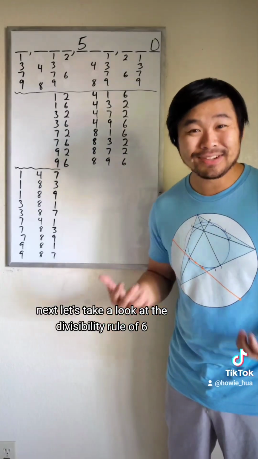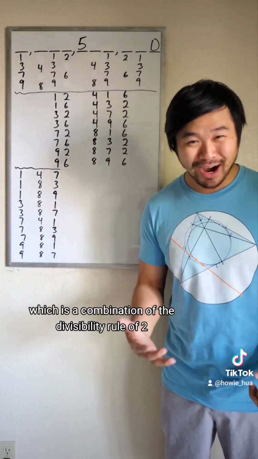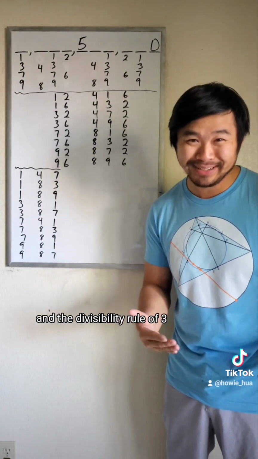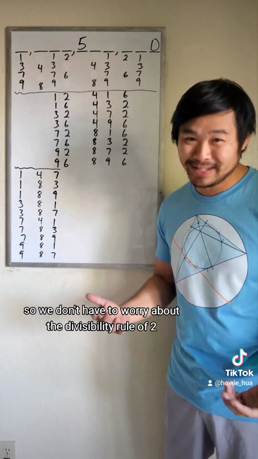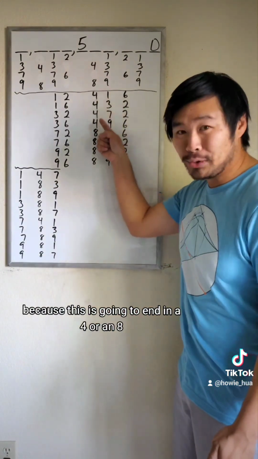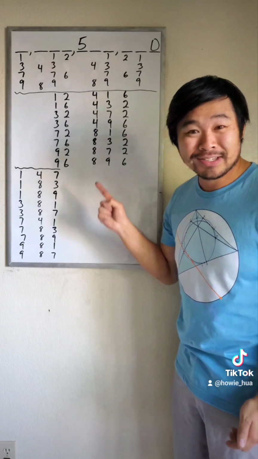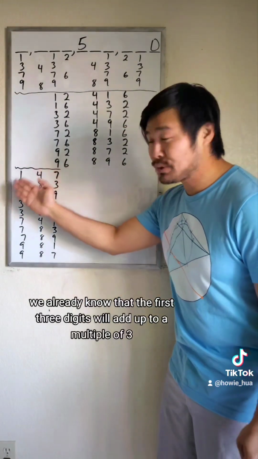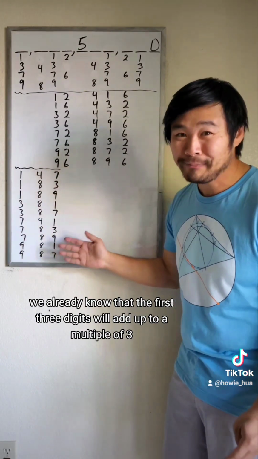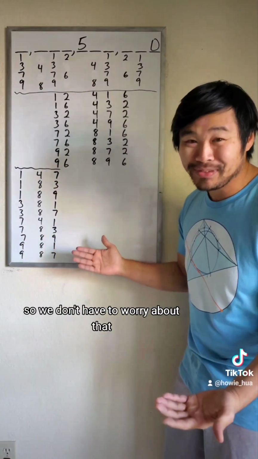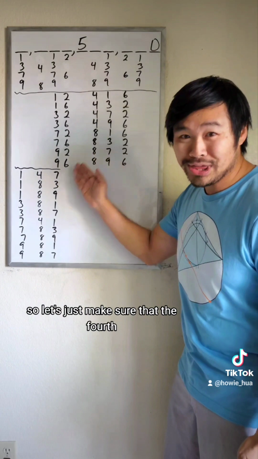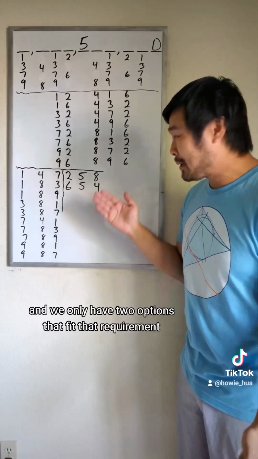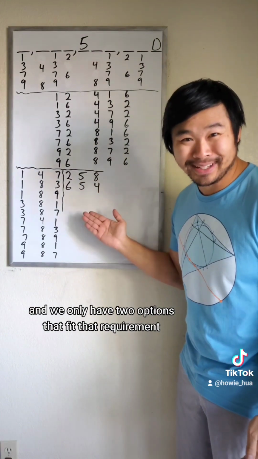Next, let's take a look at the divisibility rule of 6, which is a combination of the divisibility rule of 2 and the divisibility rule of 3. So we don't have to worry about the divisibility rule of 2 because this is going to end in a 4 or an 8. So let's focus on the divisibility rule of 3. We already know that the first 3 digits will add up to a multiple of 3, so we don't have to worry about that. So let's just make sure that the 4th, 5th, and 6th digits add up to a multiple of 3. And we only have 2 options that fit that requirement.